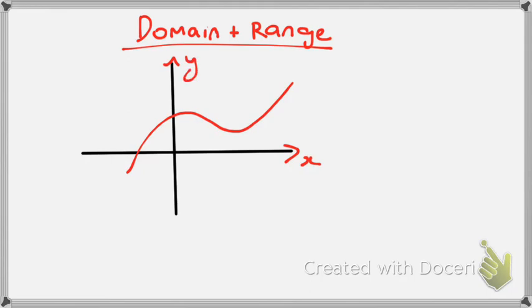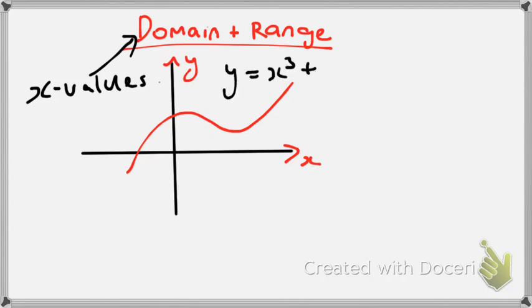So basically, the domain here is all of the x values that are taken in the function. For a cubic, the domain is all values of x. It might be something like y equals x cubed plus 3. No matter what x value I tell you, you can calculate x cubed plus 3. Okay.